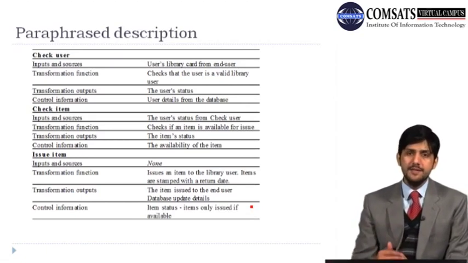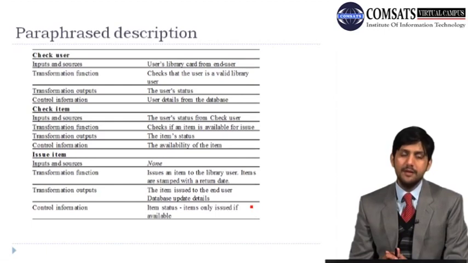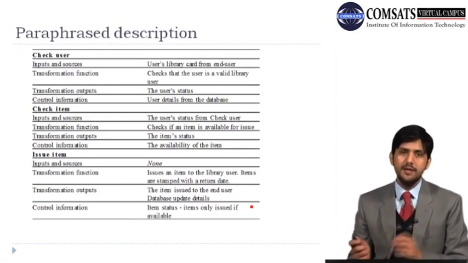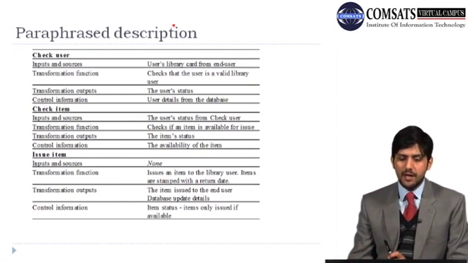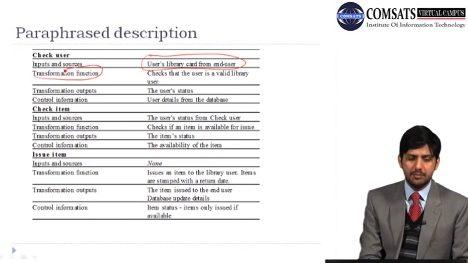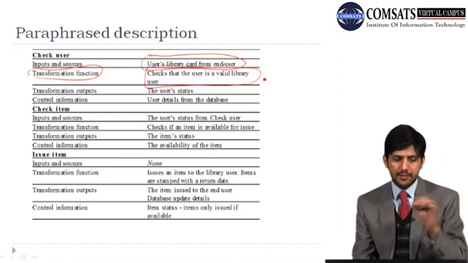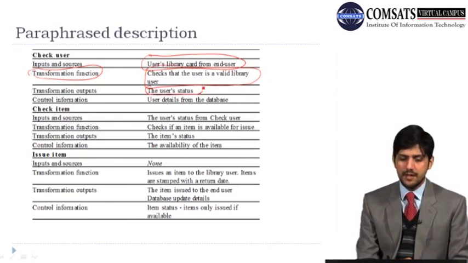So how can we paraphrase this last example of the data flow diagram? We can say, what are the things that we do in check user? What are the inputs and sources? We are saying that the user's library card from the end user is an input to this process. Similarly, what is the transformation function that is applied? We are saying whether the user is a valid library user or not. That is what we are checking in this particular process. What are the outputs? The output is the user status.